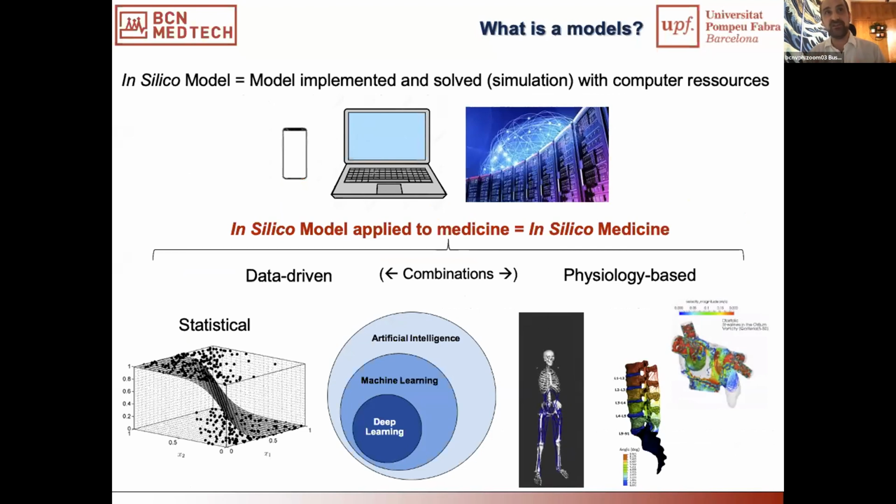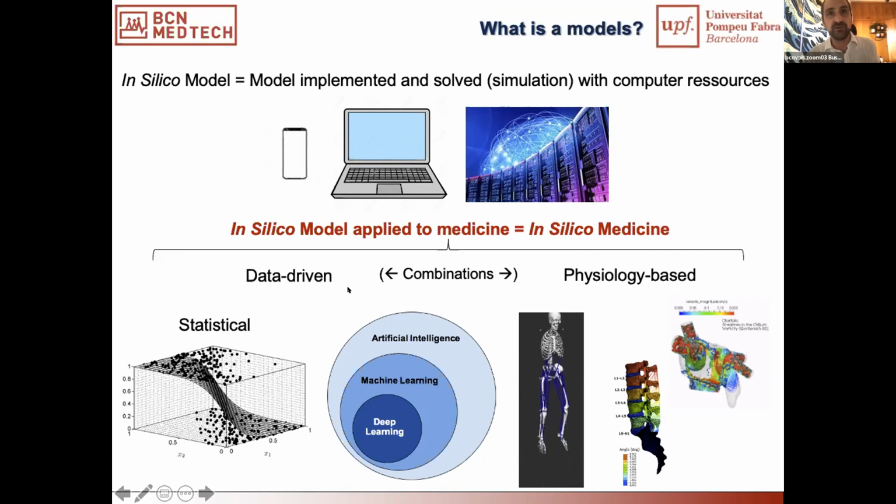An in silico model is basically a mathematical formulation that is implemented and solved. The solution is called a simulation, with computer resources. These computer resources can actually be a smartphone. No, smartphones are more and more like portable computers. It can be a laptop, or it can be a supercomputer. And we have a lot of models. And when we apply these models to medicine, then we're talking about in silico medicine.